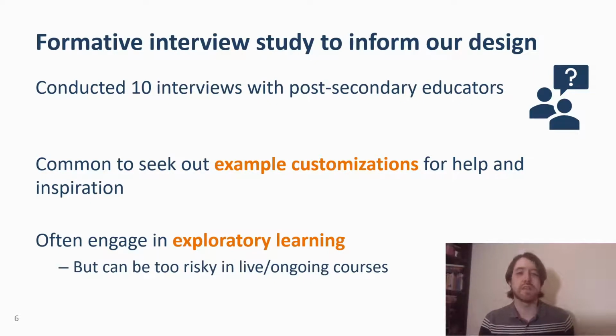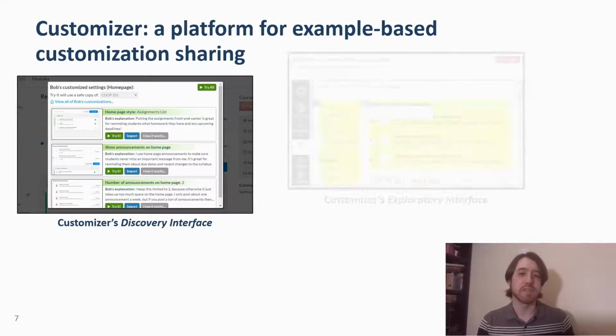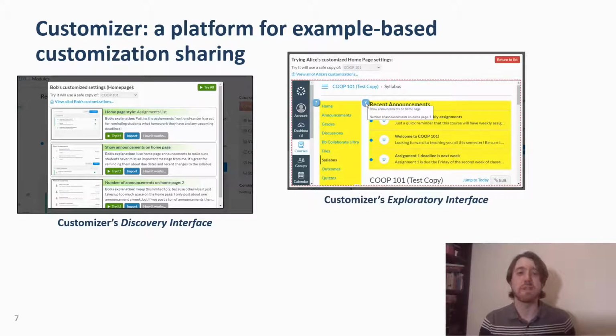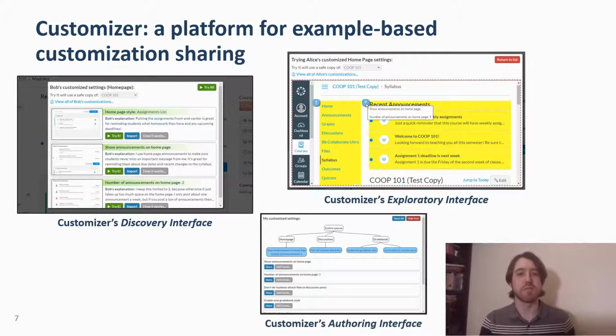So from this study, we derived a set of design goals, and those guided us in designing Customizer, a novel platform for example-based customization sharing in an LMS. So at a high level, Customizer is split into 3 major components, and I'll go into more detail about each one later in the talk. But right now, these 3 components are the discovery interface for browsing a colleague's customizations, the exploratory interface for safely experimenting with them, and finally the authoring interface for users to review and share their own customizations.